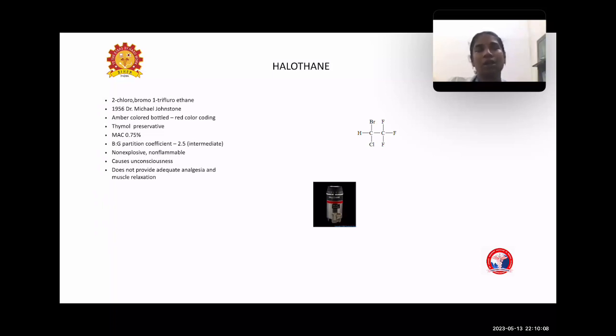So after giving this, what is the main effect? It causes unconsciousness and it does not produce adequate analgesia and muscle relaxation. But ether is a muscle relaxant and it causes good analgesia. We have seen previously, halothane is stored in an amber colored bottle and it is coded as red.